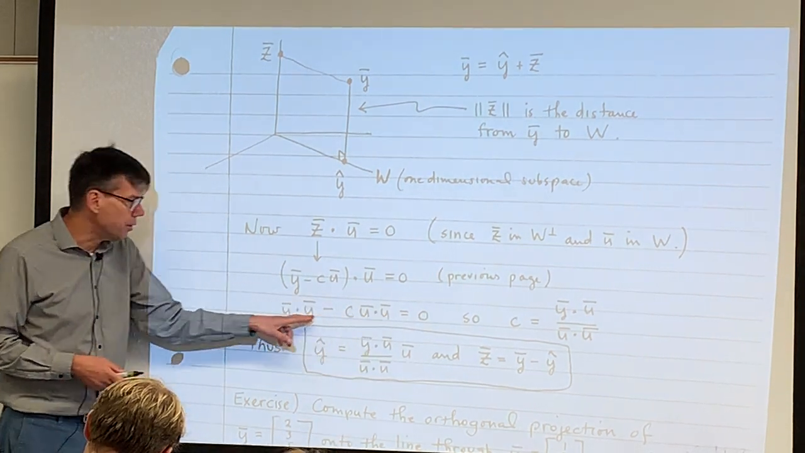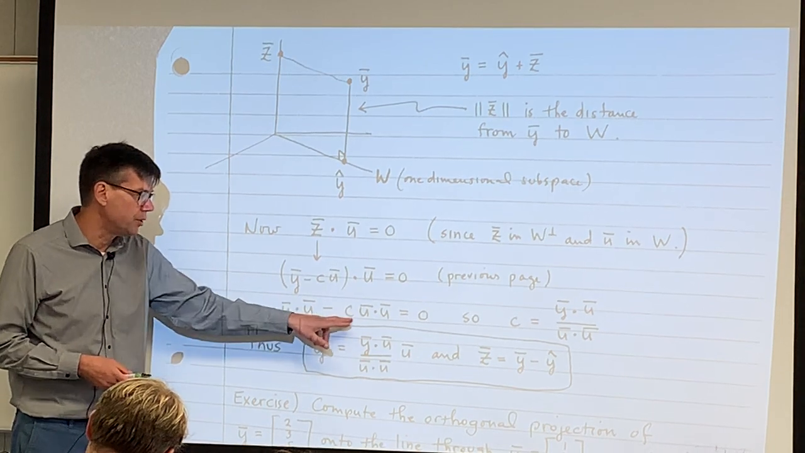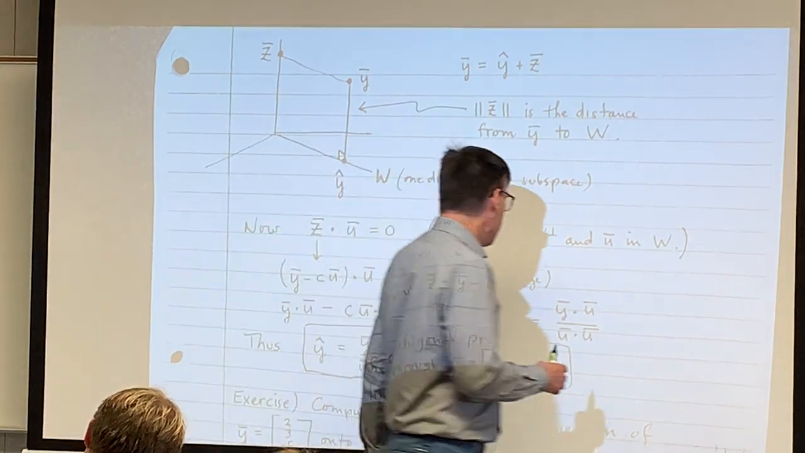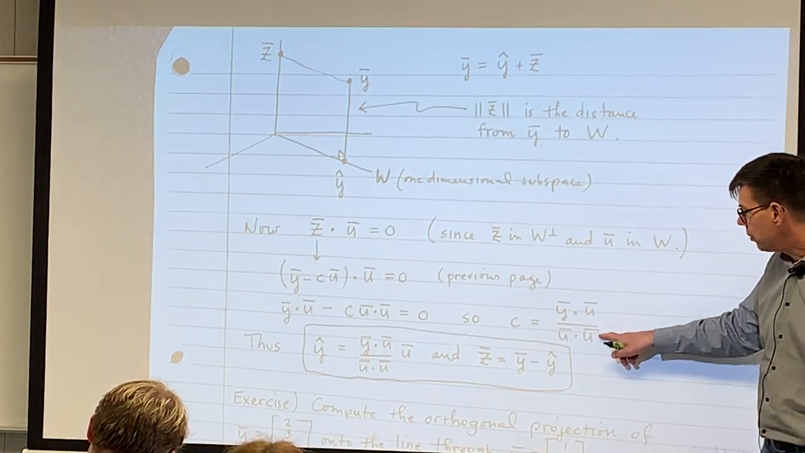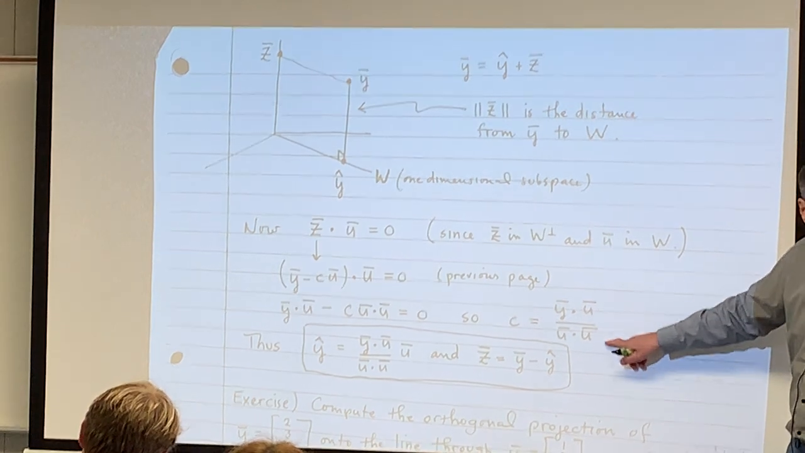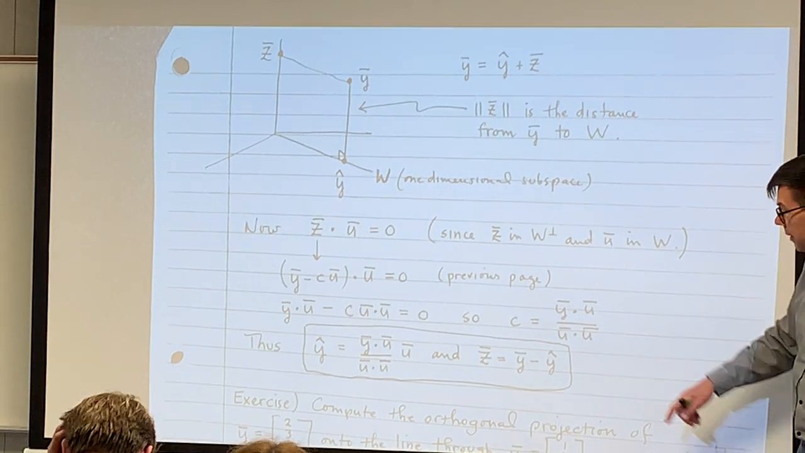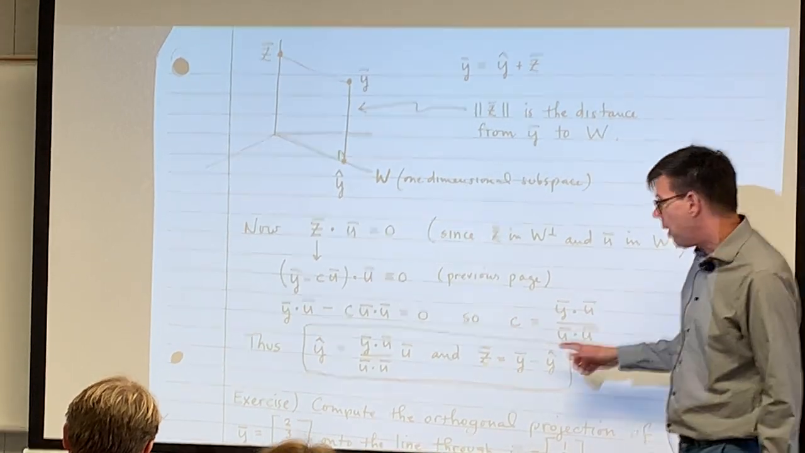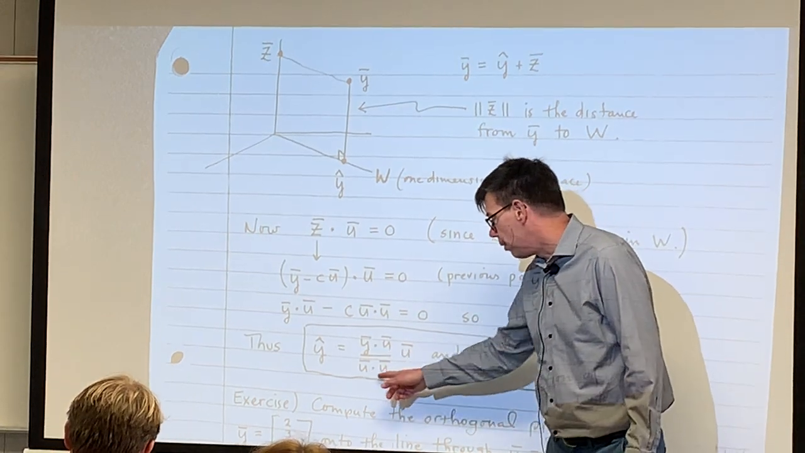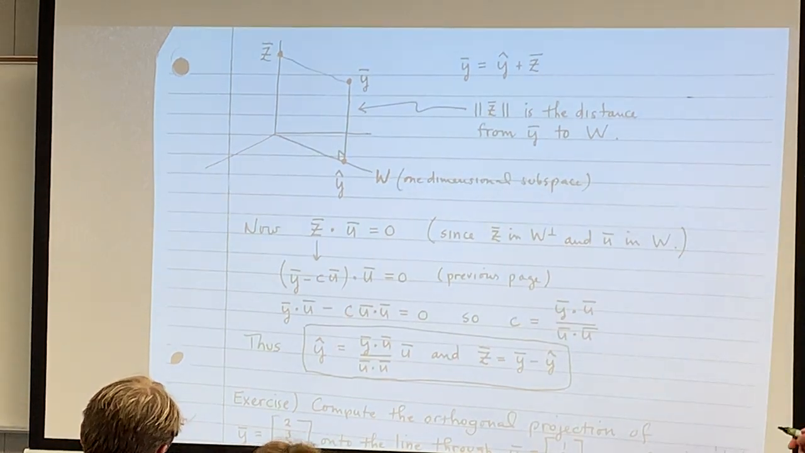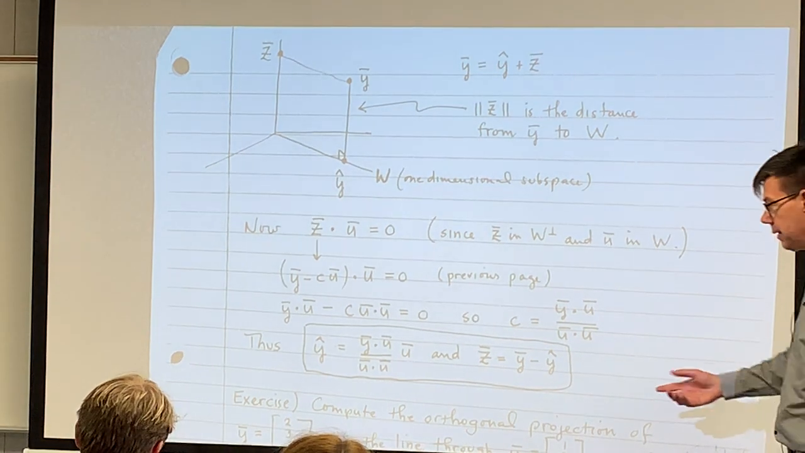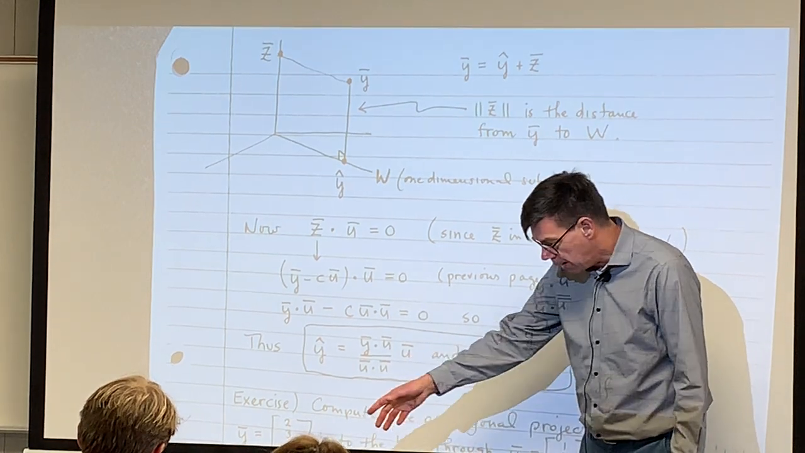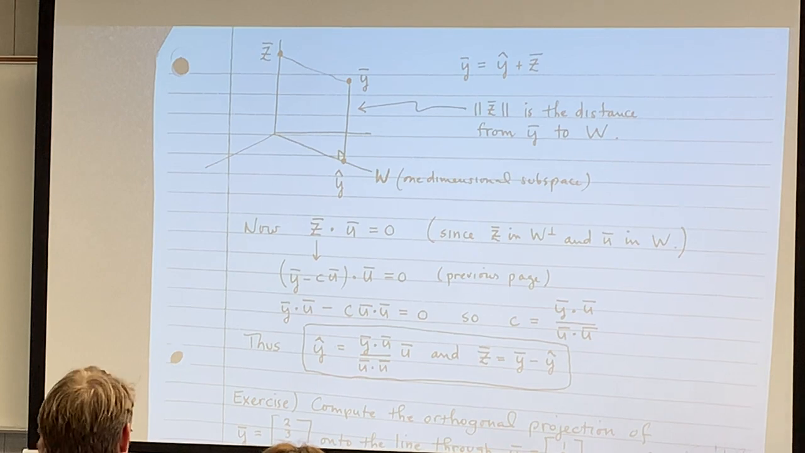Now these are all real numbers. There are no vectors here. The dot products are real numbers. c is a real number. And so we can solve for c. c is y dot u over u dot u. Looks just like that formula with the subscript j, right? We're going to see this popping up a lot in the rest of this course. So it looks like I want y hat to be y dot u over u dot u times u. And that's certainly a scalar multiple of u, so that's definitely in the subspace W.